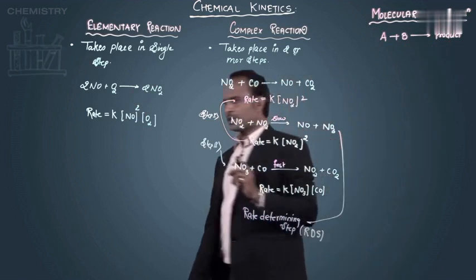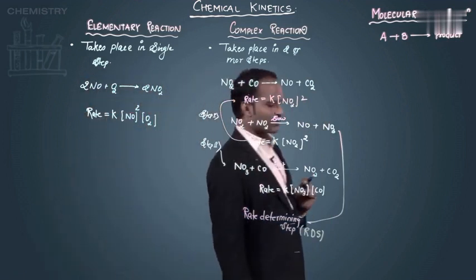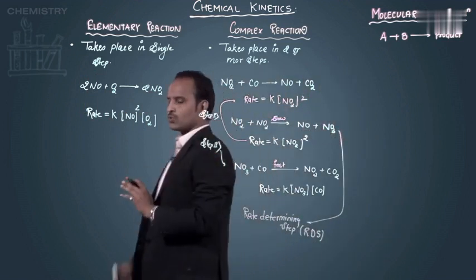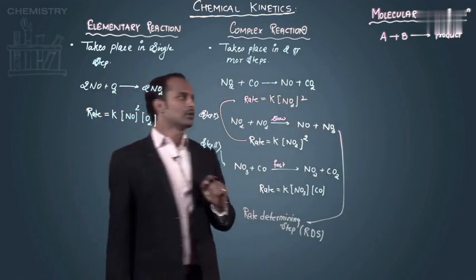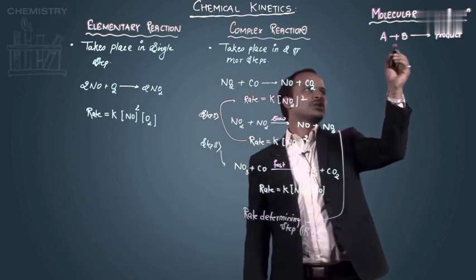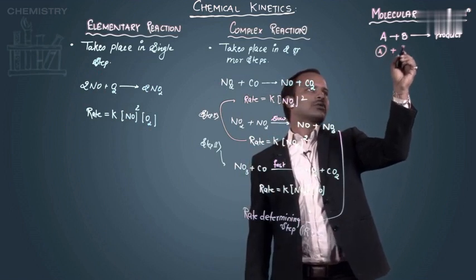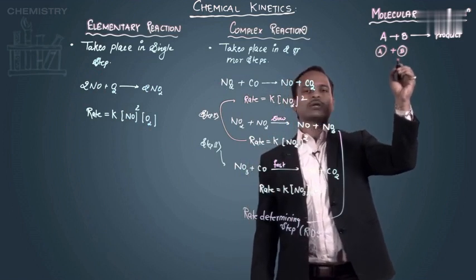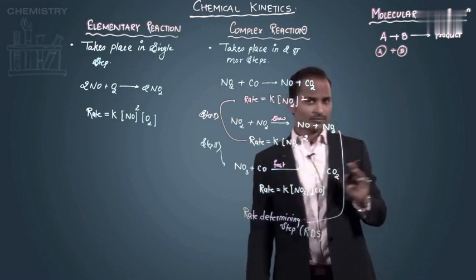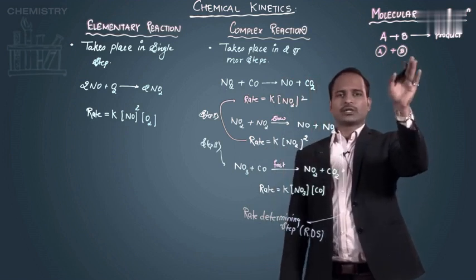Now we have a theory called collision theory. Collision theory says that for a reaction to take place, the reactant molecules should collide together. The reactant molecules collide together and then only the product is formed. So according to collision theory, a product will form only when the A molecule will collide with the B molecule. If A and B will not collide, product will not form.